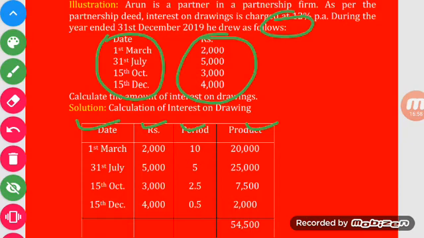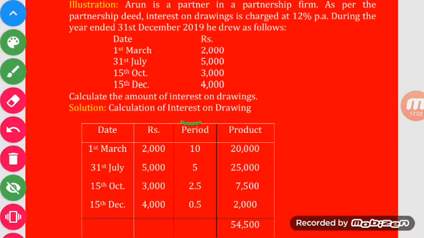How to find out the third and fourth column amounts? How to calculate the period? The first drawing is made on 1st March and our session is closing on 31st December. From 1st March to 31st December, the time period will be March, April, May, June, July, August, September, October, November, December. This amount is used for 10 months. So the period is 10 months. 2000 multiplied by 10, the product is rupees 20,000.